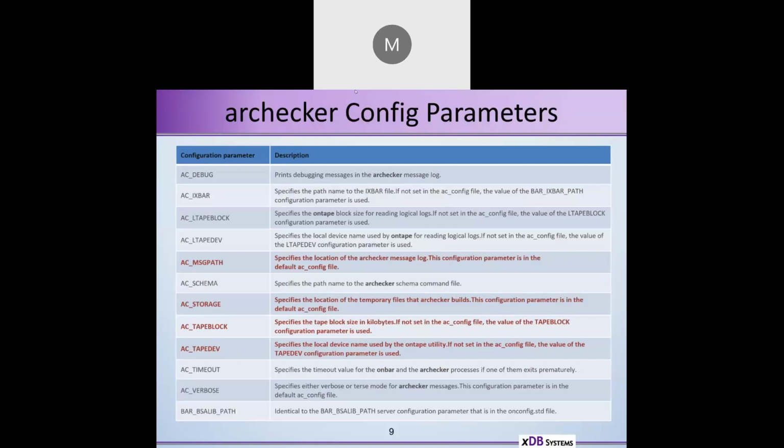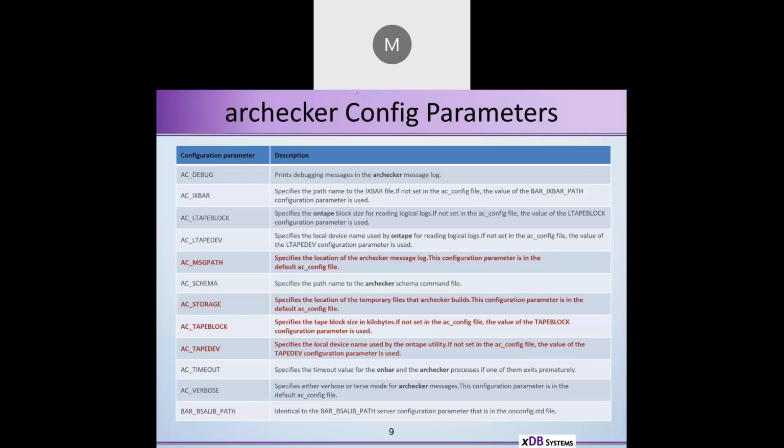AC_TAPEDEV and AC_TAPEBLK, you would normally change those if you want to point archecker to a different backup file than your latest backup file. So this is only for ontape, of course. But let's say you've got a backup from last month that maybe you backed up in a different way, or you moved it to a different location.